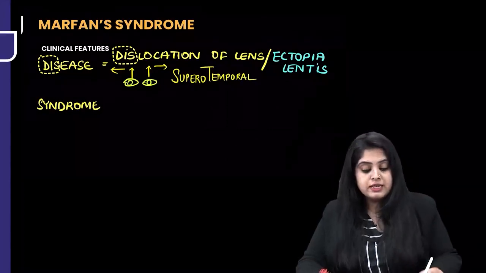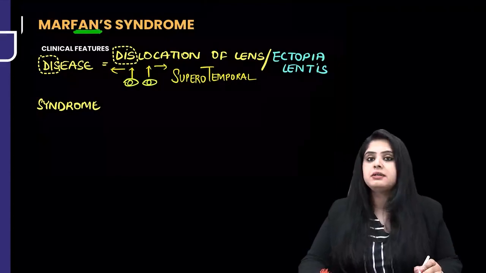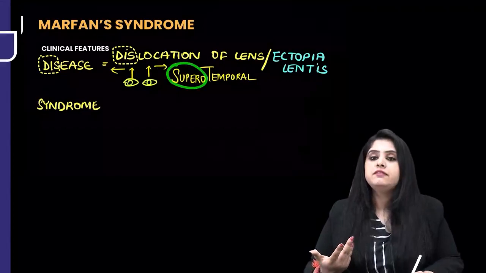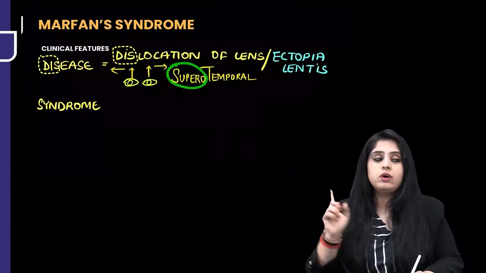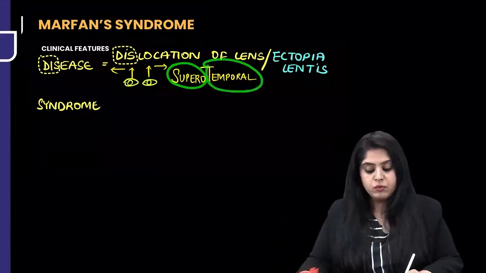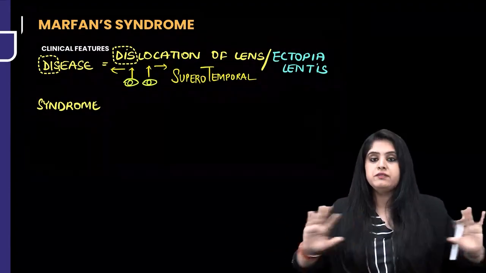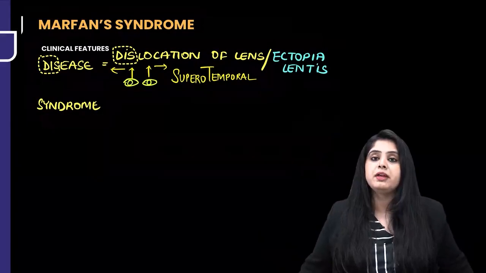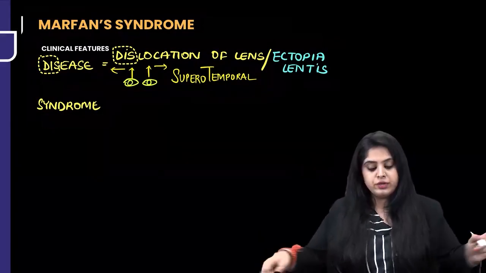How do I learn it? Guys, Marfan. Fan, where is the fan? Fan is of course up on the ceiling. And how does air go? Air is going to go all out. So temporal. When the fan moves, air will go out. So supero, because the fan is up and the air is going out. So superotemporal is what we are going to notice.